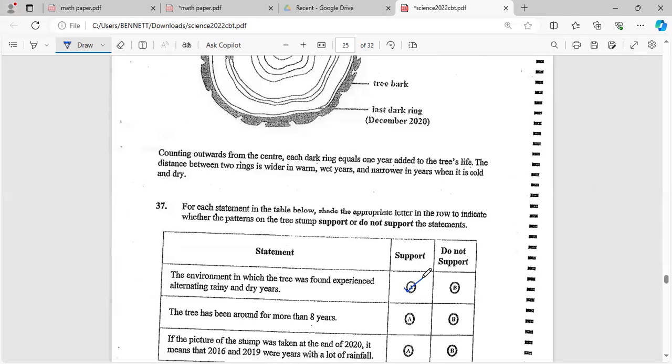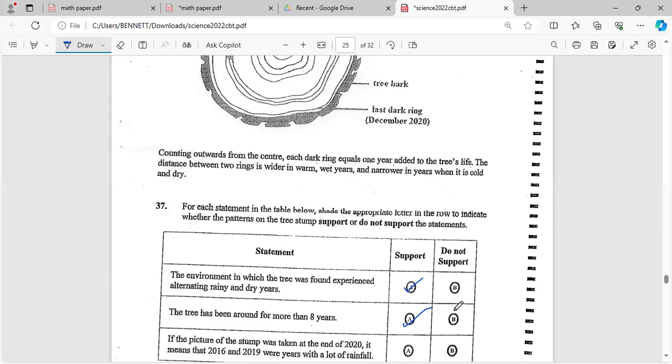Rainy and dry. The tree has been around for more than 8 years. The number of rings will show the number of years. So let's see, it's more than 8 rings there. So I'm gonna go with A. Alright, the picture of the stump was taken at the end of 2020. It means that 2016 and 2019 were years of a lot of rain. Alright, so it's a 2020.